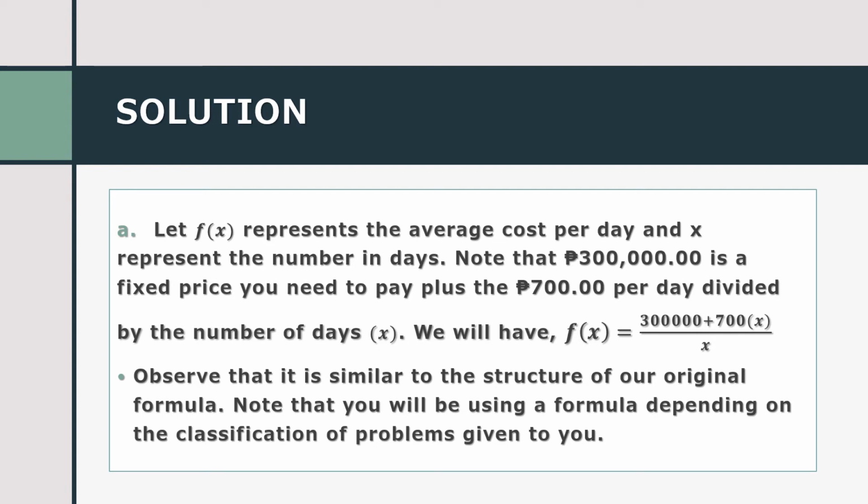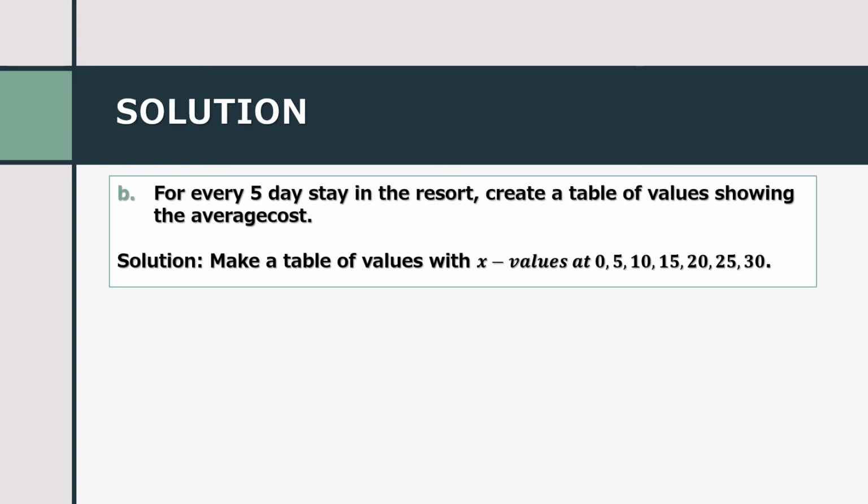Note that you will be using a formula depending on the classification of problems given to you, such as average problem, time problem, speed problem, etc. Next is, for every 5 days of stay in the resort, create a table of values showing the average cost. So we're going to make the table of values with x values at 0, 5, 10, 15, 20, 25, and 30.